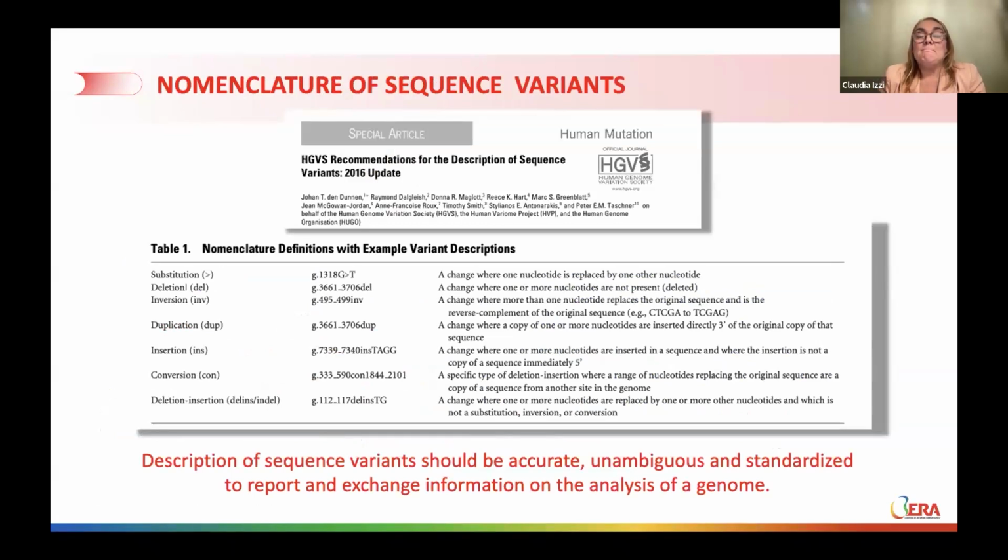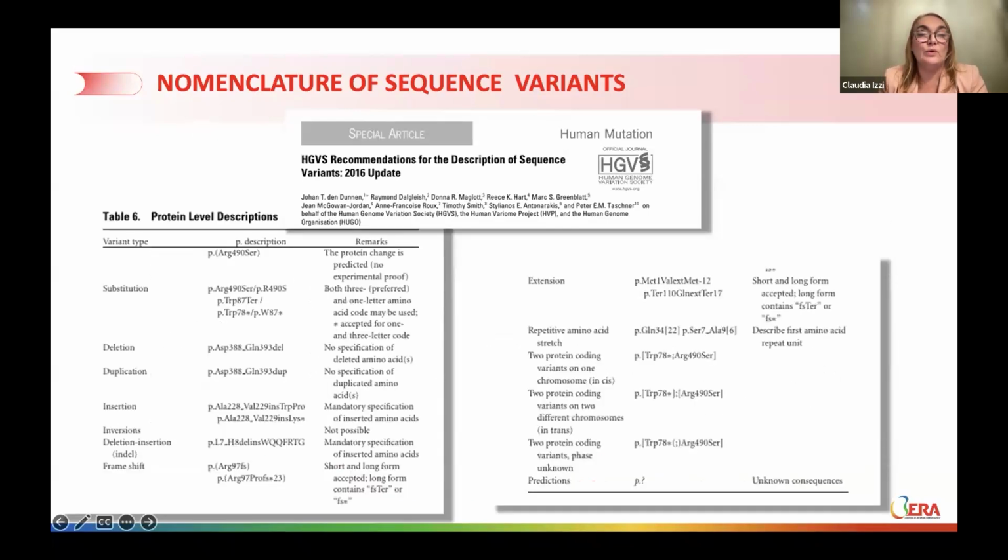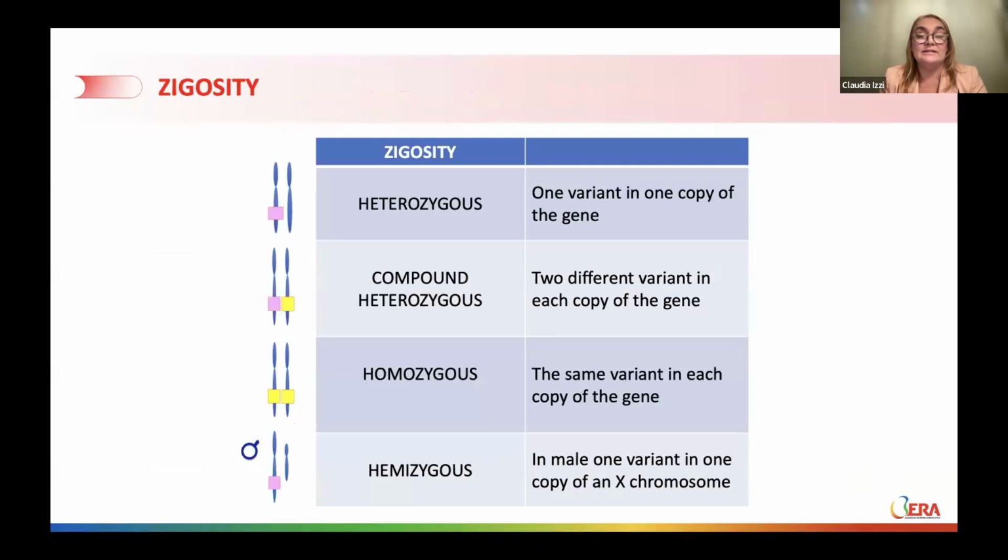This couple of slides is just to remember that the description of a sequence at the DNA level and at the protein level should be accurate, unambiguous, and standardized. These recommendations are important, I think, for all nephrologists to understand the description of the variant on a genetic report. And here is an example of the protein level description of the variant.